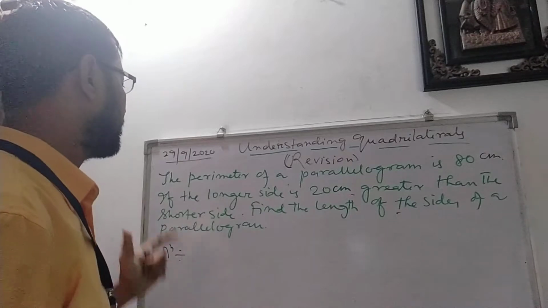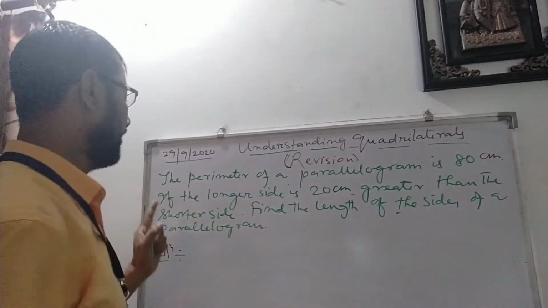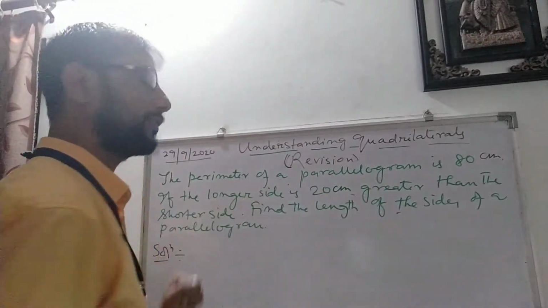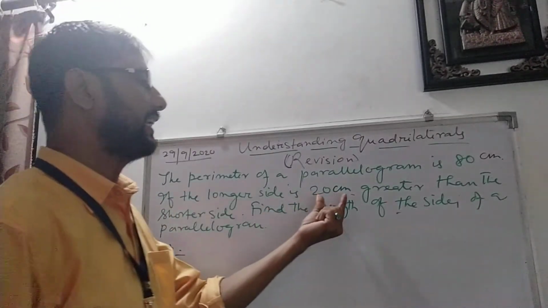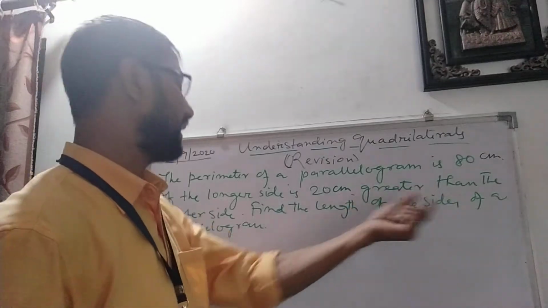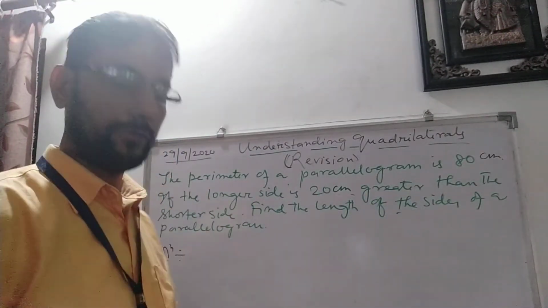The question is like this: the perimeter of a parallelogram is 80 centimeter. It is given that the longer side is 20 centimeter greater than the shorter side. Find the length of the sides of the parallelogram.